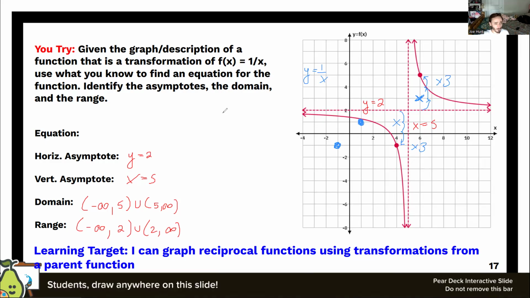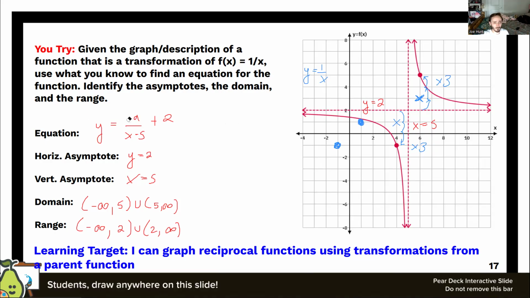So if I'm writing my equation and I'm thinking about my up, down, left, and right transformations, I've definitely gone up 2 units. So I'm going to write a +2 there on the end of my function. I've gone right 5 units, so I'm going to replace h with 5, and I want it to look like the opposite, so I'm going to do x minus 5.